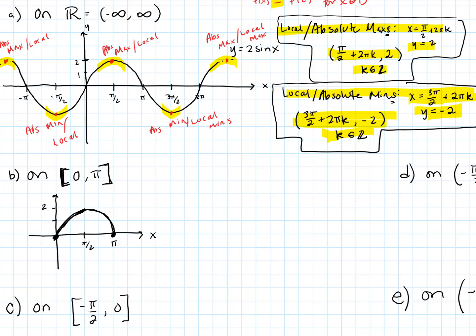Where are our relative or local maxes and mins? Where are our absolute maxes and mins, or do they occur?